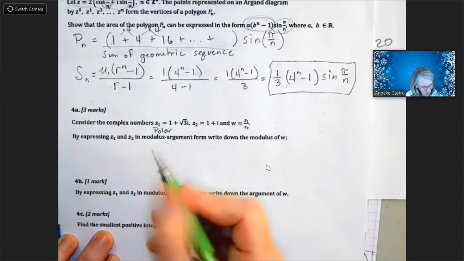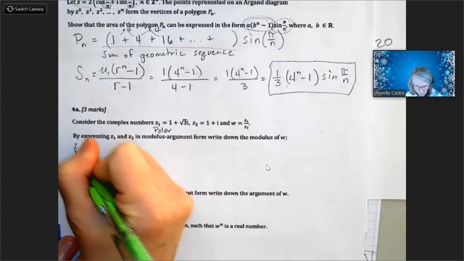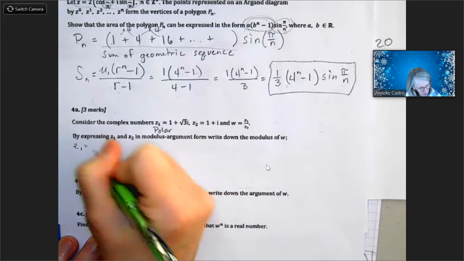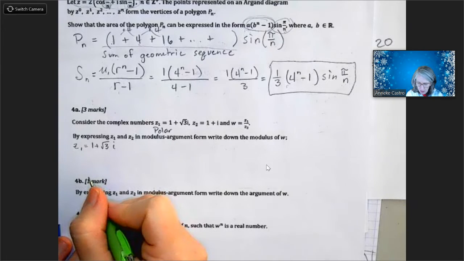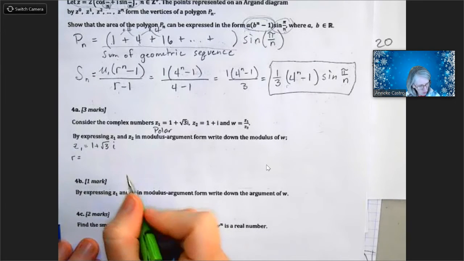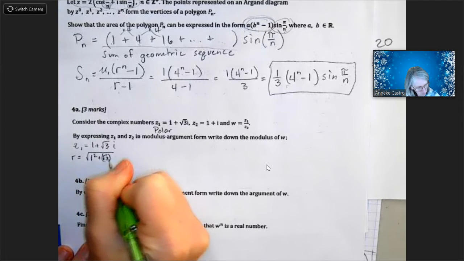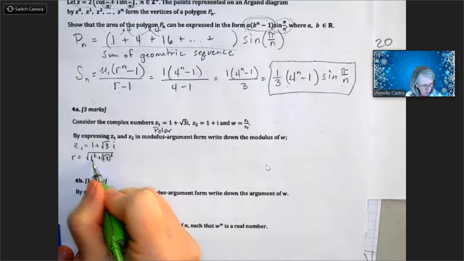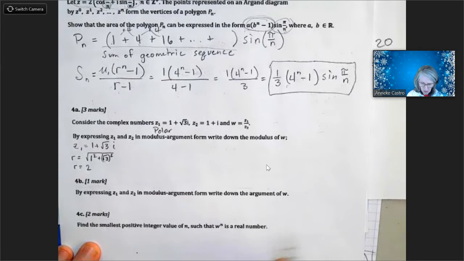So polar form, we need to find our modulus and our argument. So for z1, we have z1 is equal to 1 plus square root of 3i. And I could do this on the calculator, but then I'm going to get decimal answers. If I do it by hand, which is what I'm about to do, then I'm going to be able to get exact answers. Okay, so the modulus is going to be the square root of a squared plus b squared. And so 1 squared is 1, square root of 3 squared is 3, 3 plus 1 is 4, square root of 4 is 2. So the modulus is 2.